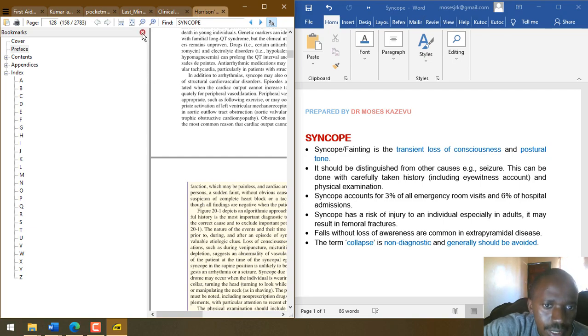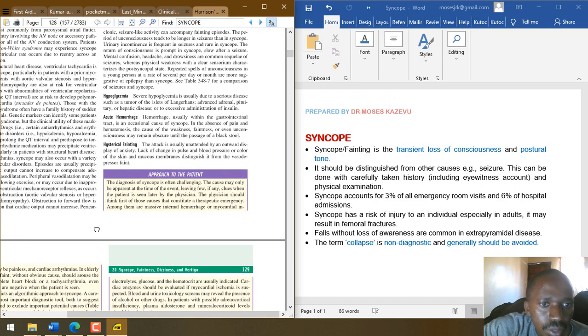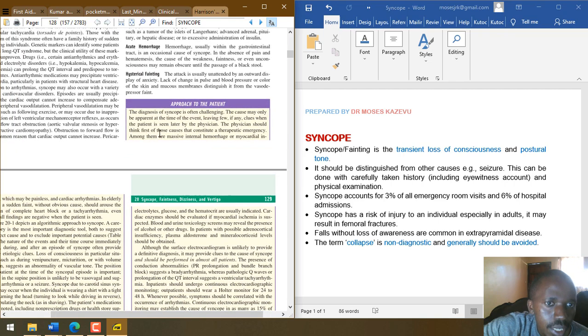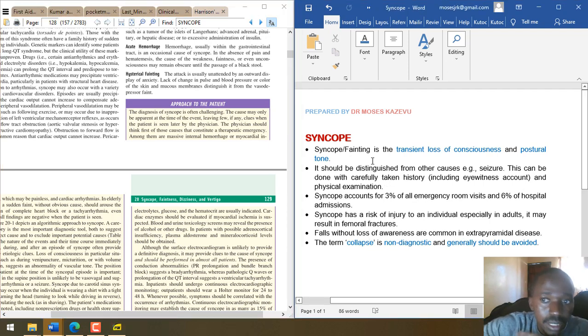What does Harrison actually say about this? Approach to the patient. The diagnosis of syncope is often challenging. The cause may only be apparent at the time of the event, leaving few, if any, clues when the patient is seen later by the physician. The physician should think first of other causes that constitute a therapeutic emergency. So rule out other causes that are going to be an emergency. It should be distinguished from other causes. This can be done with a carefully taken history, including eyewitness account and physical examination.